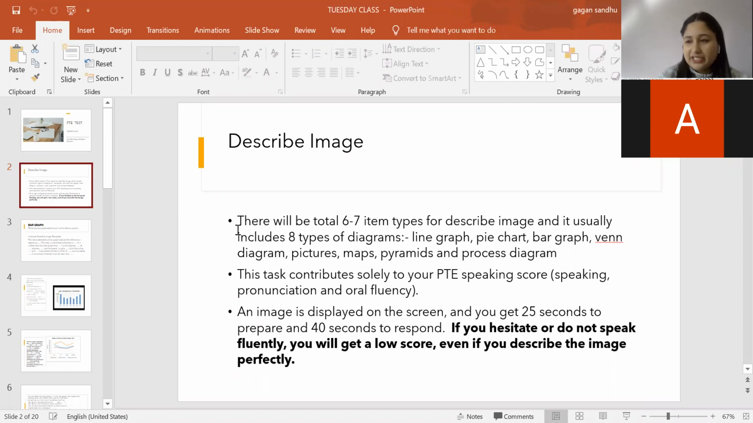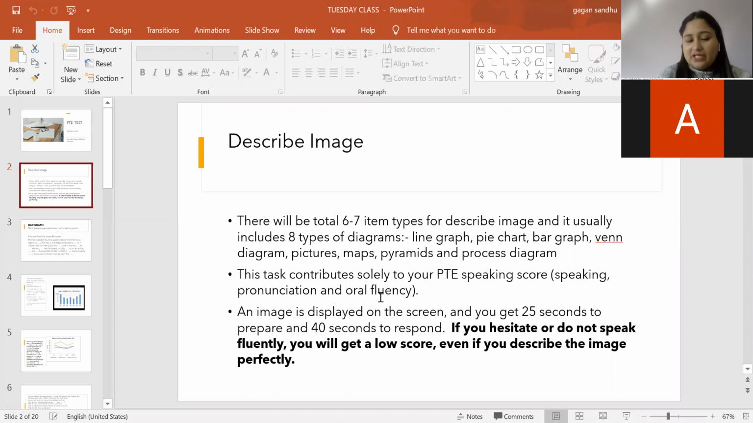It usually includes 8 types of diagrams. That means the 6 to 7 items will be of different kinds of diagrams. Maybe you get two line graphs, one pie chart, one process diagram, one map, one picture, or one pyramid. Any combination can be there, but the 8 categories are: line graph, pie chart, bar graph, Venn diagram, pictures, maps, pyramids, and process diagrams.